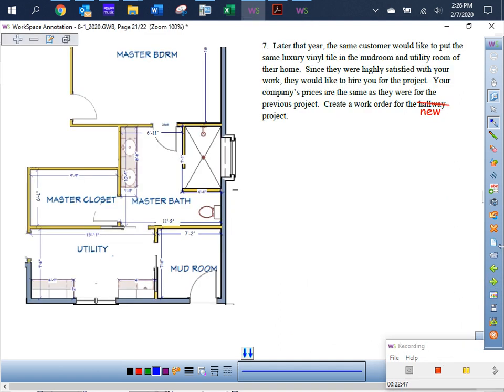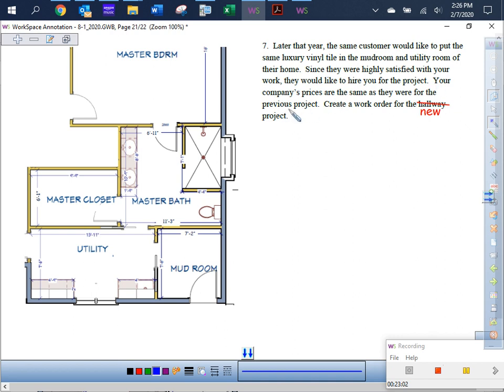So there's just one more on the back, and it's a much quicker one. There's a little typo on it also. So here's the last problem of the day. Later that year, the same customer wants you to put the same LVT in the mudroom and utility room of their home. They were really satisfied with our work, so they want to hire us already. They're just like, hey, just come do it. We don't even need an estimate, but we're going to give them the work order anyway for this new project.